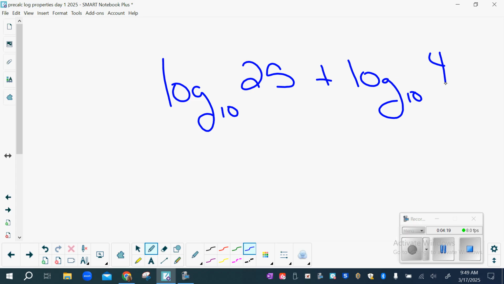Okay, do this one. I'm going to give you a hint on this one. At the very end, you will not have the word log in it at all.